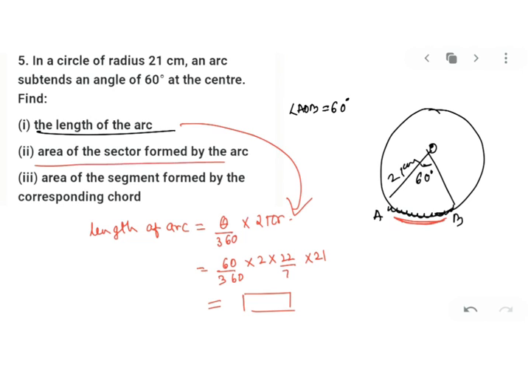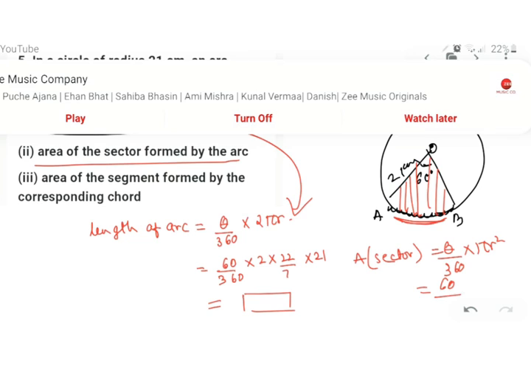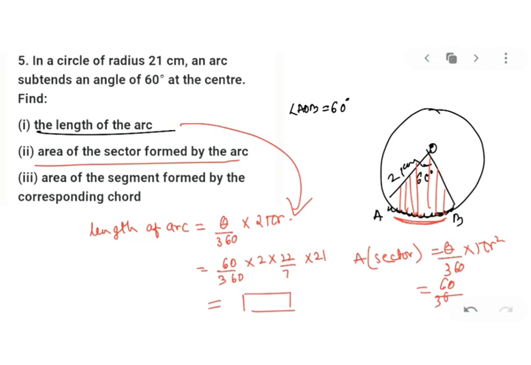Now you have to find area of sector formed. So this is the sector formed by AB arc. So you have to find the area of sector AOB. So again the formula of area will be theta upon 360 into pi r square. You have theta 60 upon 360. You have pi value, you can put 22 upon 7. And radius you have 21 into 21. So from there whatever answer we will get, that will be the value of area of sector.